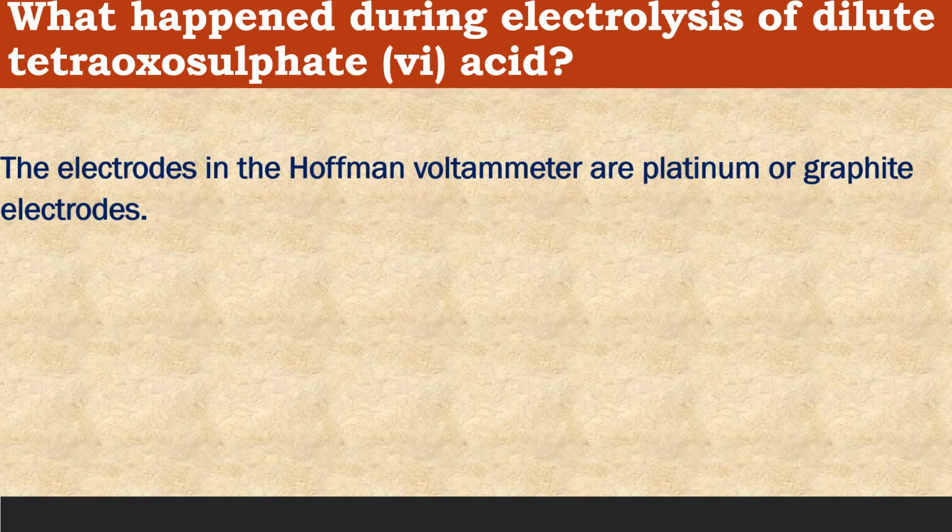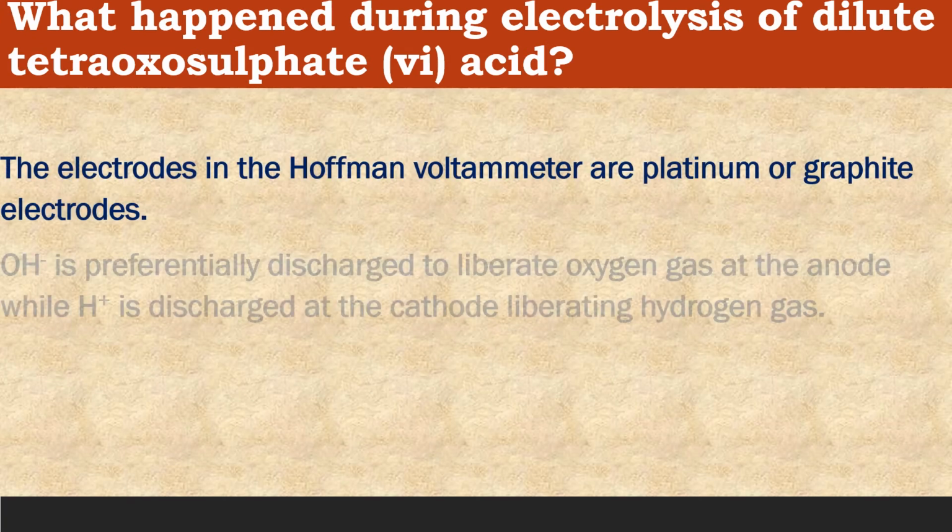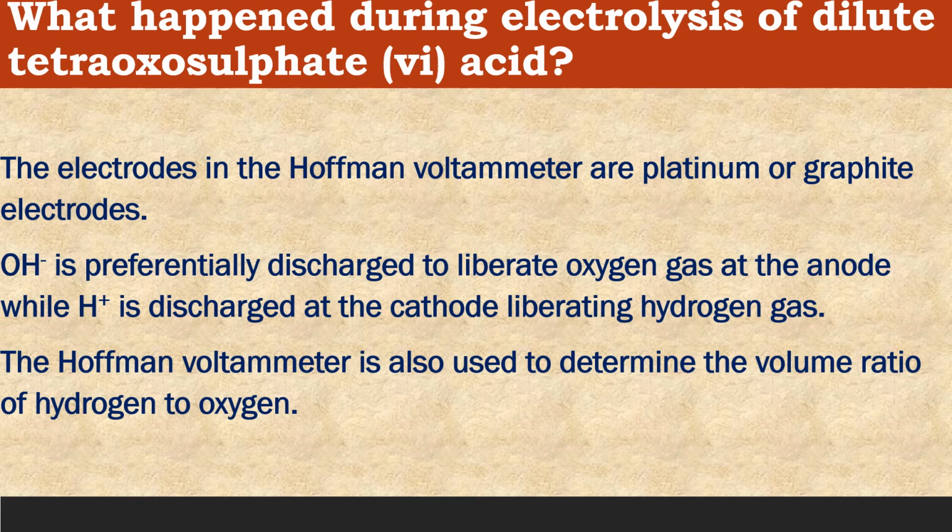Yes, the electrodes used in the Hofmann voltameter are platinum anode and platinum cathode, or graphite anode and graphite cathode. But how does it work? H2SO4 will produce hydrogen ion as a cation and SO4 2- as an anion, and H2O will produce hydrogen ion as a cation and OH- as an anion.